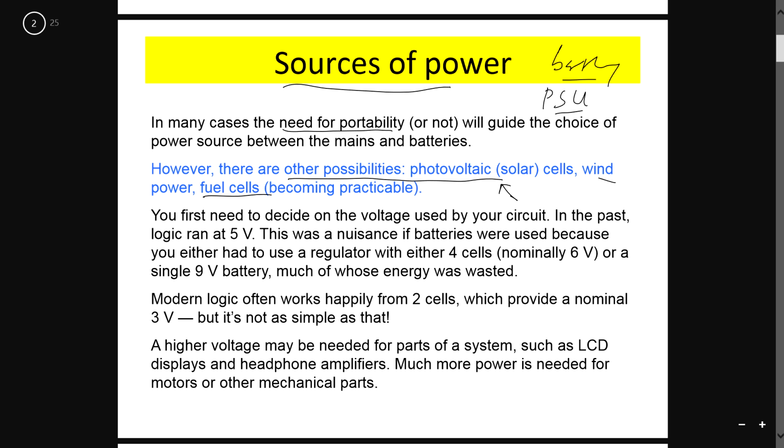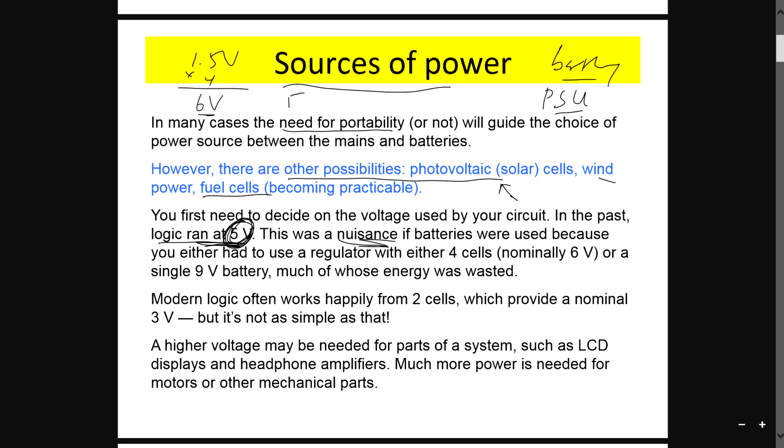So in order to choose your circuit, you're going to choose the voltage that is used in your circuits, right? Normally in the past, the logic ran at 5 volts. The reason why 5 volt is inefficient, or a nuisance, is because normally for a battery, you're talking about 1.5 volt batteries. So in order to run a 5 volt system, you need 4 batteries, so you have about 6 volt. Alright, so 6 volt is too high for a 5 volt system, correct?